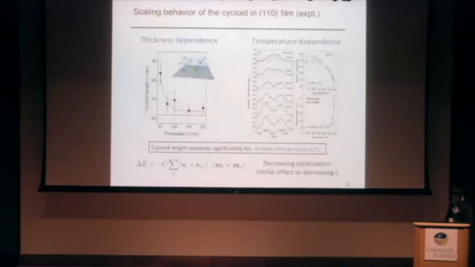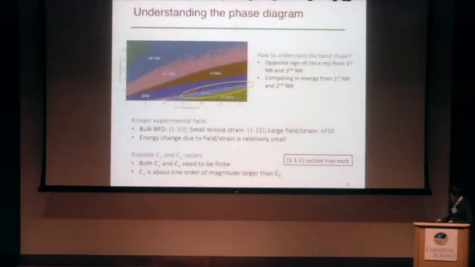In my understanding, there will be some change, but the general form of this phase diagram may remain similar. It's just the shift of the boundaries, because around the boundary it means the two magnetic configurations are very close in energy. So by changing the strain, this boundary may shift towards one phase or the other phase.